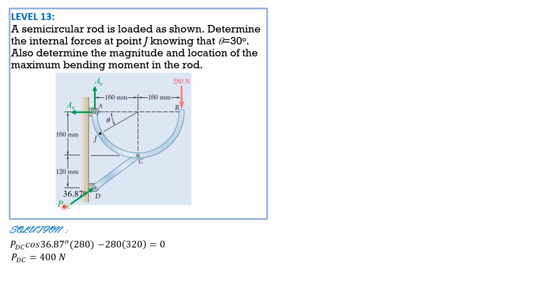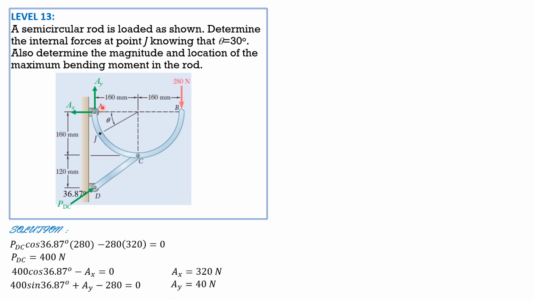So that's 400 newtons. Then we want to solve AX and AY. So 400 cosine of 36.87 minus AX, summation of forces in X equals 0. So AX is equal to 320 newtons. Summation of forces in Y: 400 sine of 36.87 plus AY minus 280 equals 0. So AY equals 40 newtons.